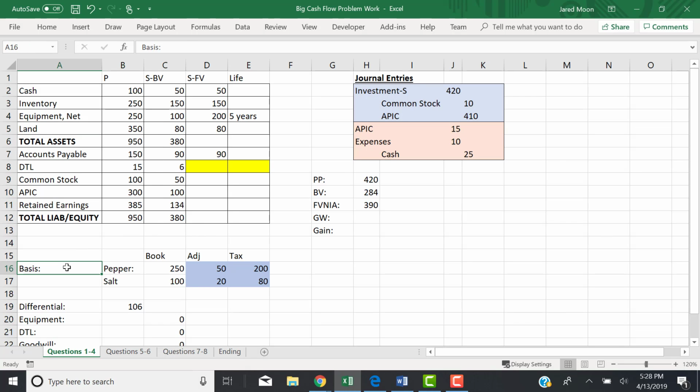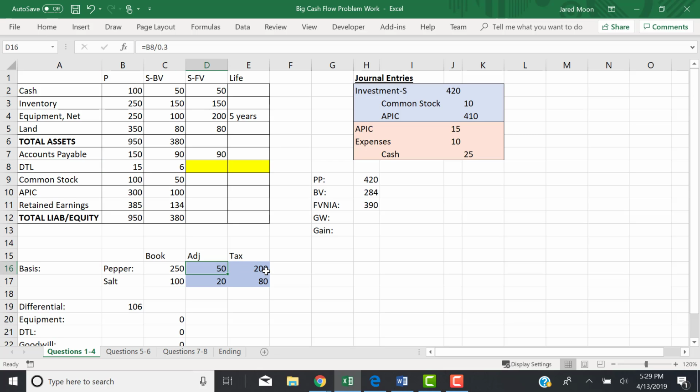The first question is, what is the tax basis of the equipment on Pepper's books? So the basis for Pepper's books is 250. We get that from right up here. We bring it down to here. How do you get this adjustment to get to tax? Well, you know that you have a deferred tax liability of 15. That means the temporary difference would be whatever the DTL is divided by the tax rate. So 15 divided by 0.3, because the tax rate is 30%, will give us that $50.